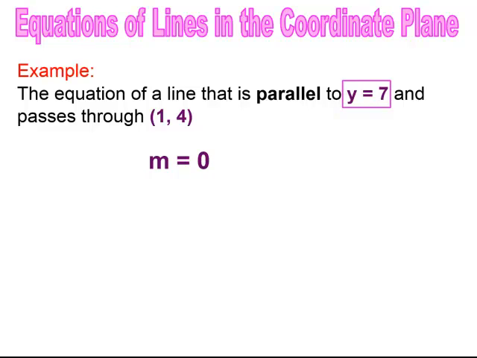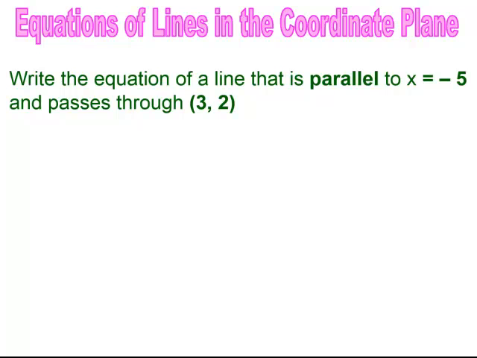And if we're talking about parallel, then the slope is 0, and when the slope is 0, the equation of the line is going to be y equals whatever the y value is in the ordered pair. So the y value in this ordered pair is 4, so my equation of the line that would be parallel to y equals 7 would be y equals 4. So when you have parallel and it's a y equals, it's going to be a y equals equation, and whatever the y value is in the given ordered pair.